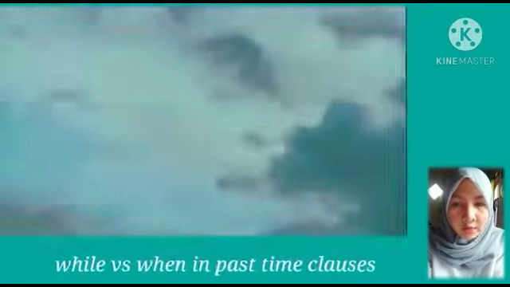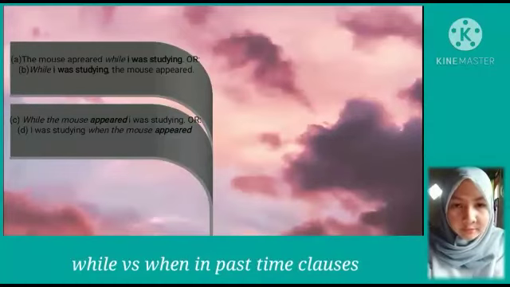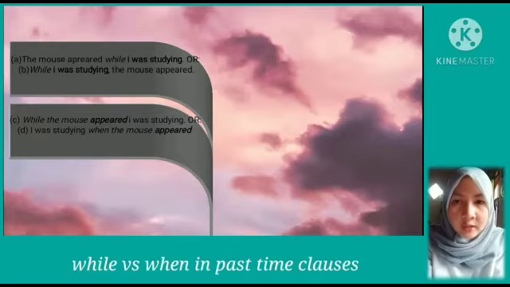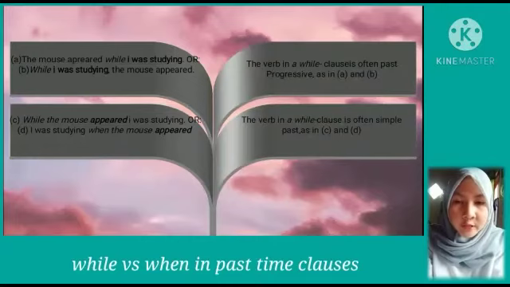Okay, I'll explain the first bit of material about while versus when in past time clauses. A. The most afraid while I was studying, or B. While I was studying the most afraid. The verb in a while clause is often past progressive as in A and B. C. When the most afraid I was studying, or D. I was studying when the most afraid. The verb in when clauses is often simple past as in C and D.